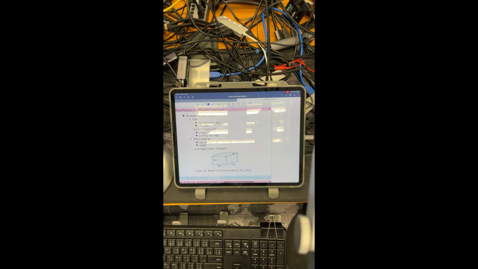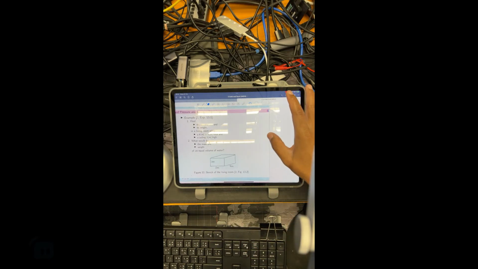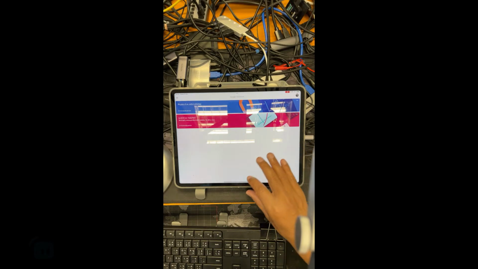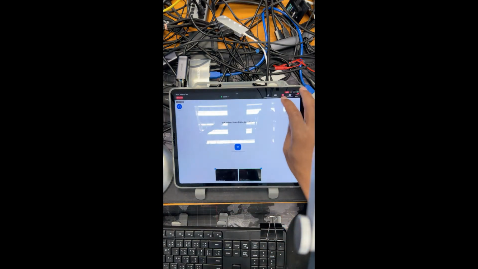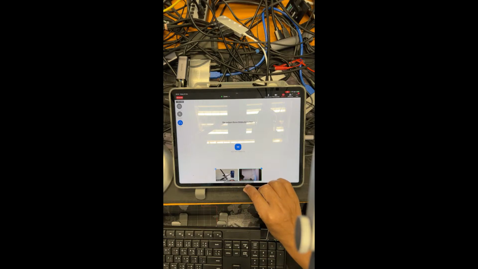Let me check whether I have shared the screen. Let me check whether I have shared it. Oh no. Let me check whether, yeah, it's still sharing, right?